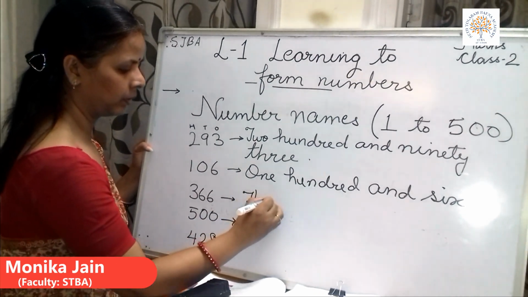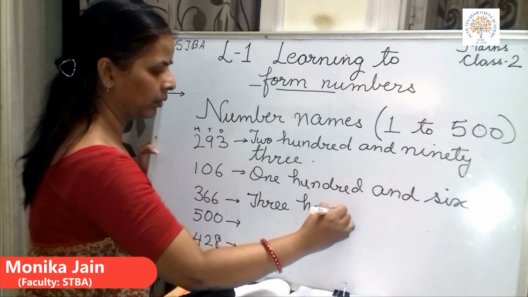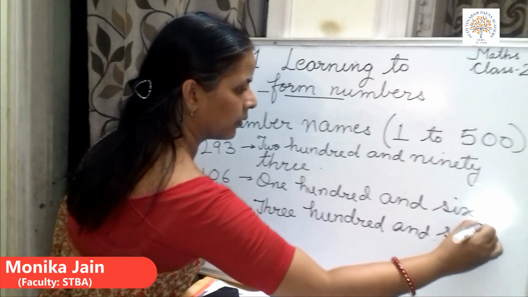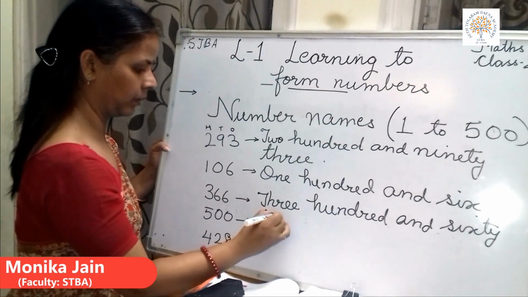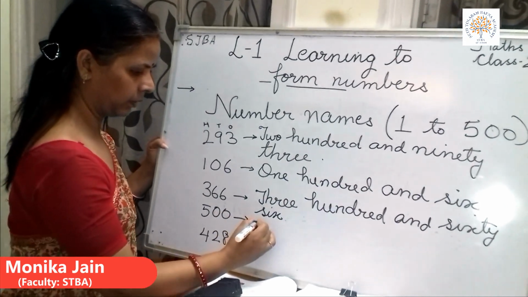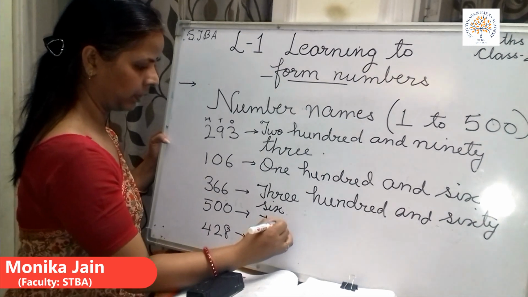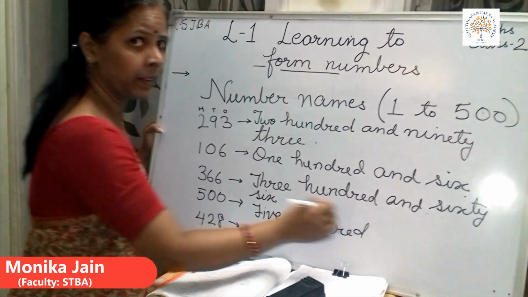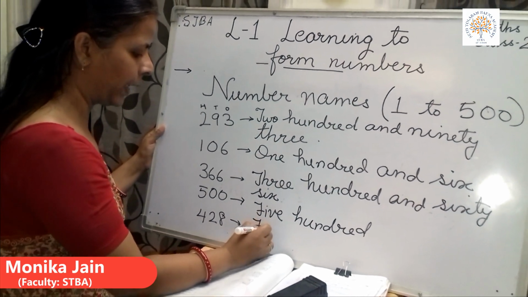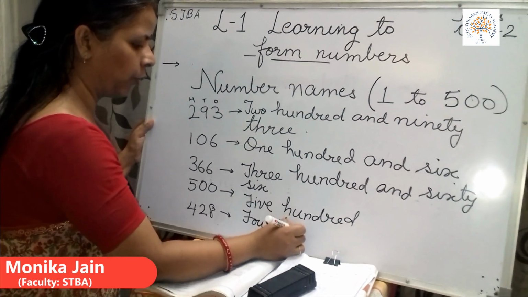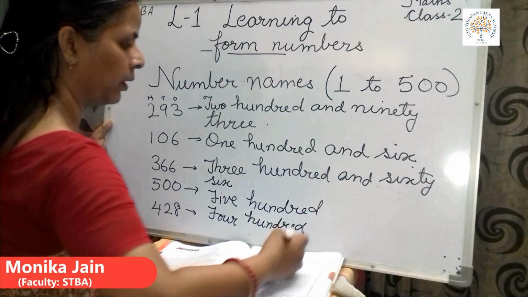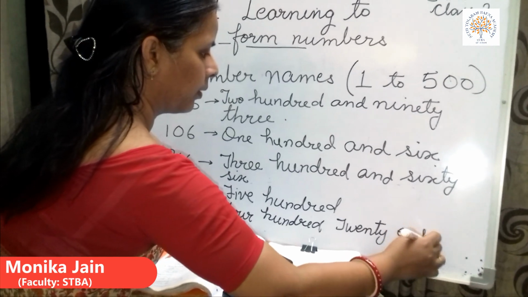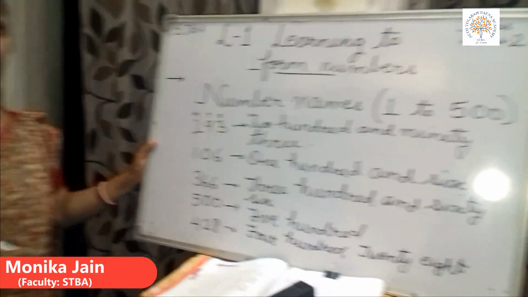300. This will become 500. 4, 2, 8 will become 428. This is how we write the number names.